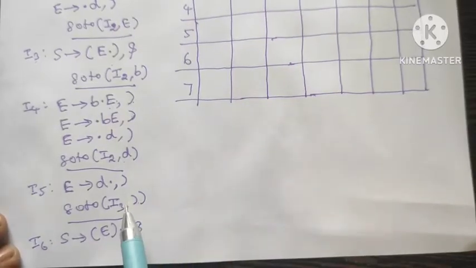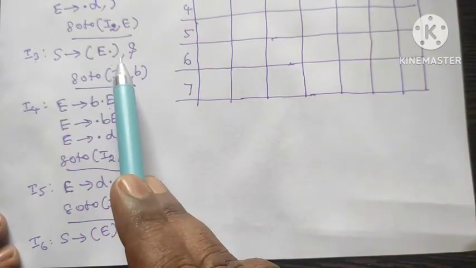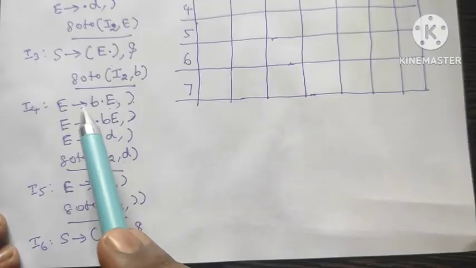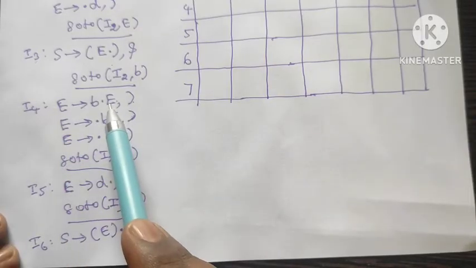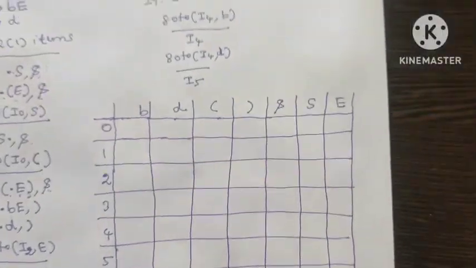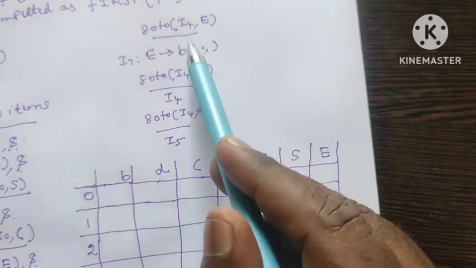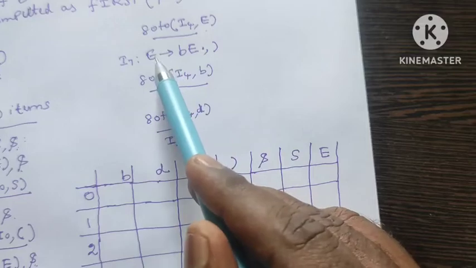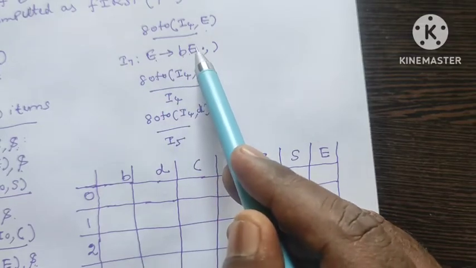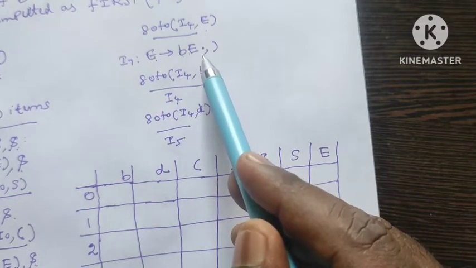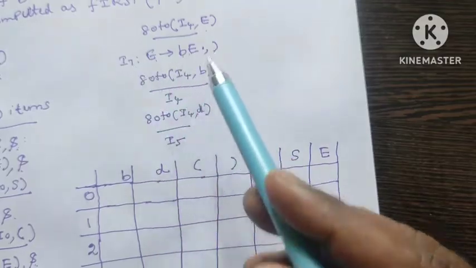Now in I3 we have processed completely. Now we'll go for I4. We have to process this dot here, before E. So goto of I4 comma E produces E tends to BE dot. Place the dot one step on the right. That's it. Close brackets. I name this as item set 7.